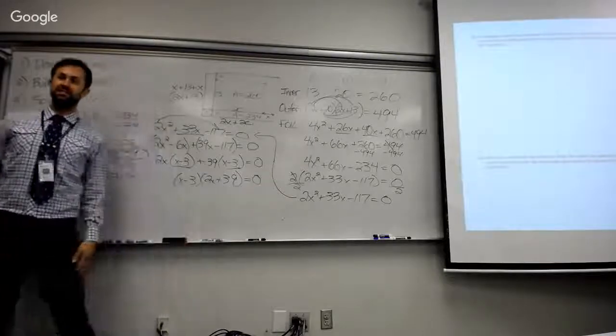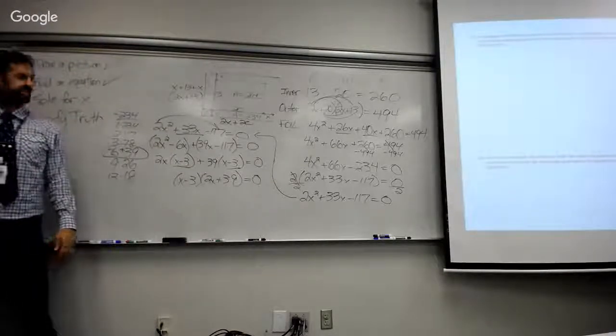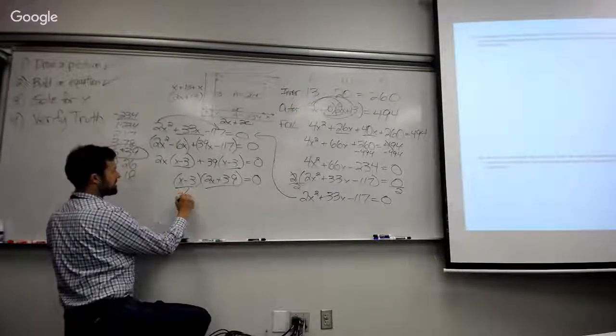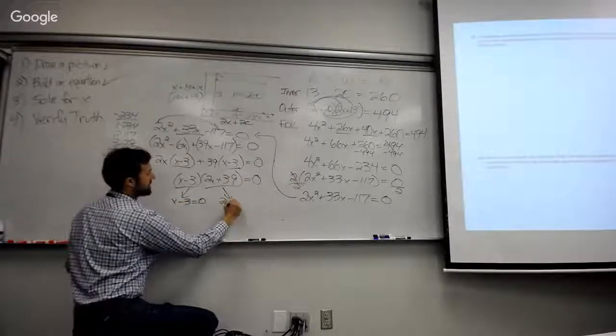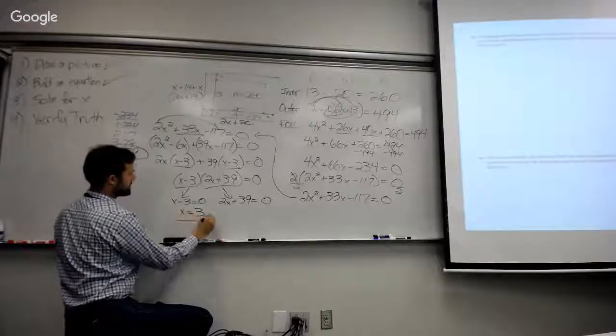Now we can actually use the zero product rule. That was epic, what we just did. All right, so this times this equals 0, therefore, either x minus 3 equals 0 or 2x plus 39 equals 0. And so our solution is either x equals 3, a 3-foot path.